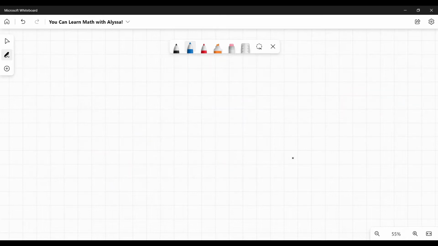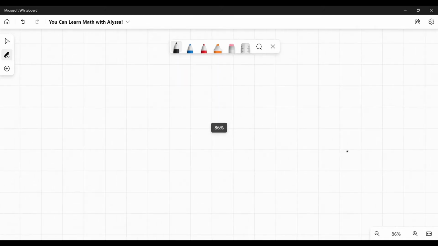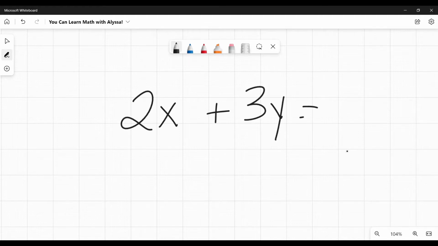There's only one real wrinkle that they're likely to throw at you, and that is, if they don't give you the equation of the given line, the one you're starting from, in slope-intercept or y equals mx plus b format, that just adds a single step. You just need to convert it. So for example, let's say it was 2x plus 3y equals 9. And they say, okay, I want it to be parallel to this and through a given point. What's the slope of this?